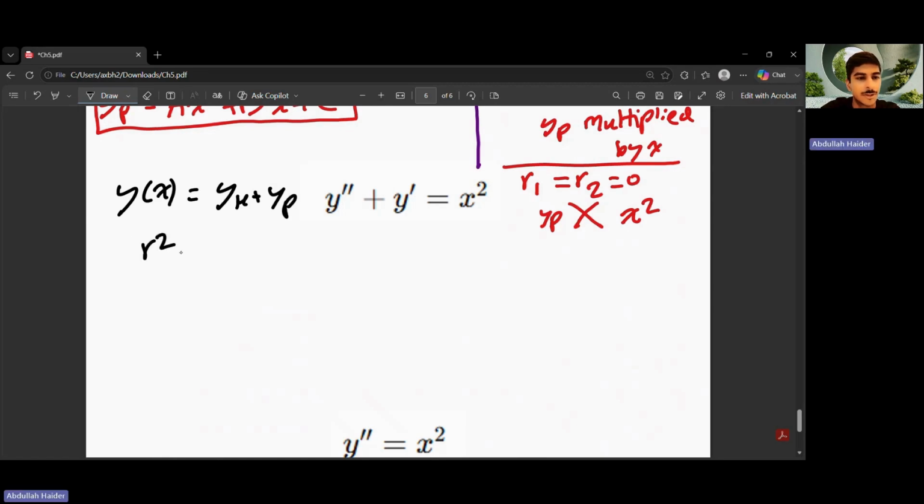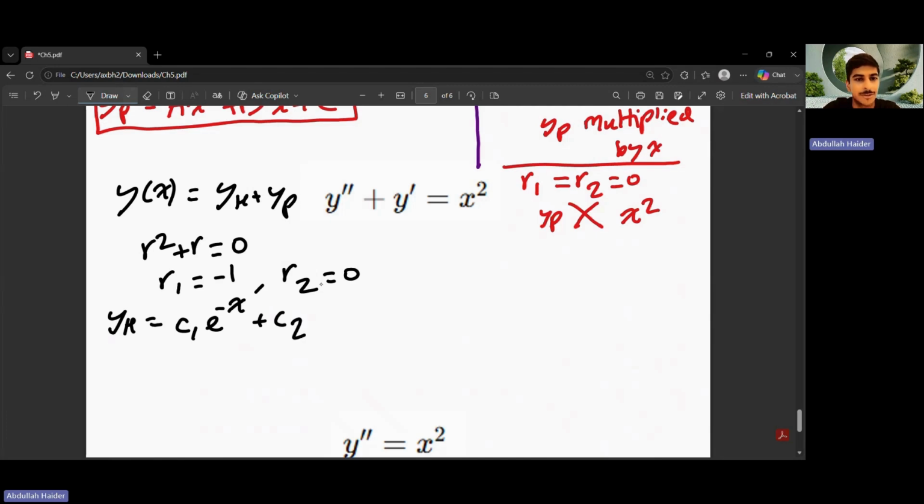Homogeneous solution: r squared plus r is equal to 0. Here r1 is equal to negative 1 and r2 is equal to 0. These are distinct roots. So your homogeneous solution is going to be c1 e power minus x plus c2 e power minus 0. So e power 0 is going to be 1, so c2. So this is your homogeneous solution.